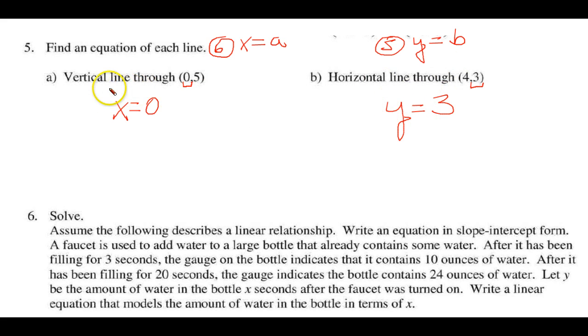Now, sometimes they'll say, write an equation with undefined slope through this. It would be the same answer, because undefined slope is a vertical line. They'll sometimes say, write an equation with 0 slope through this. Well, that's a horizontal line, 0 slope. Another way of asking this question.